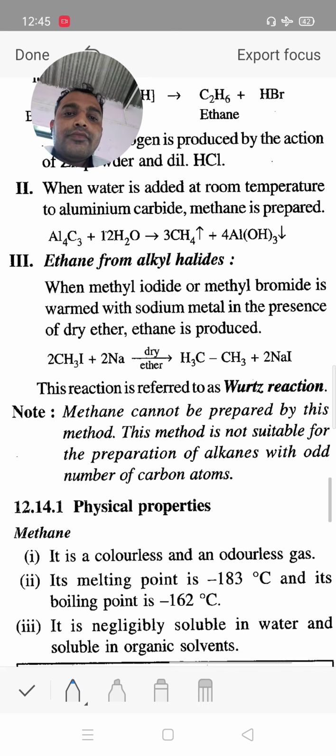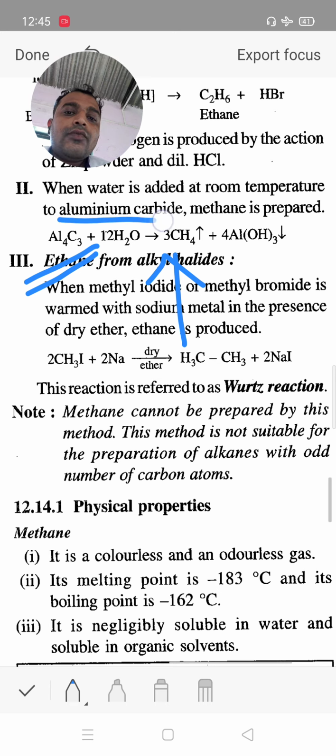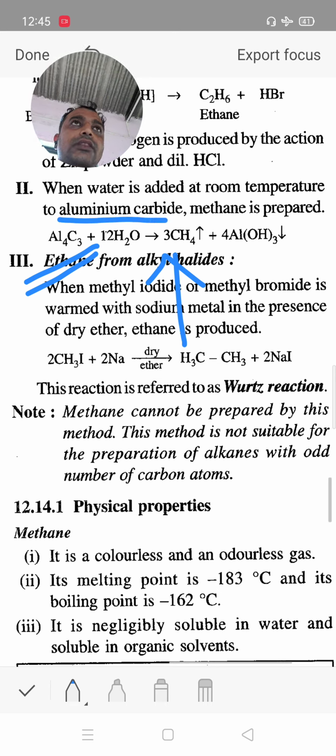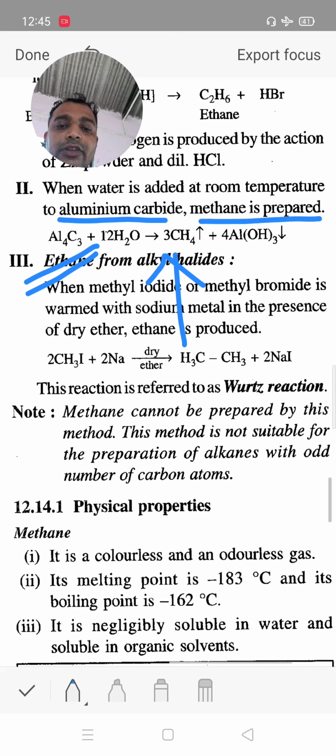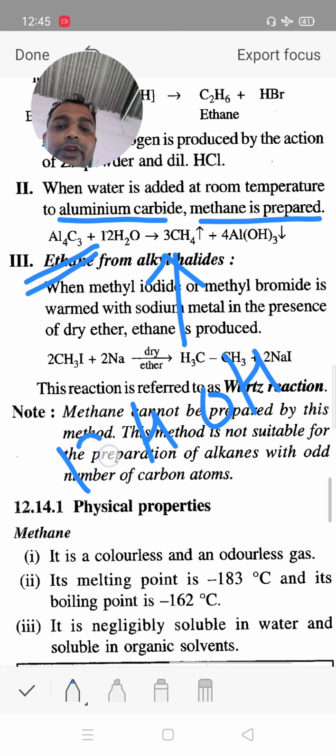Next, formation of methane from aluminum carbide. When aluminum carbide reacts with water, it gives methane. Here, addition of water means addition of H and OH. There are a total of 12 times.